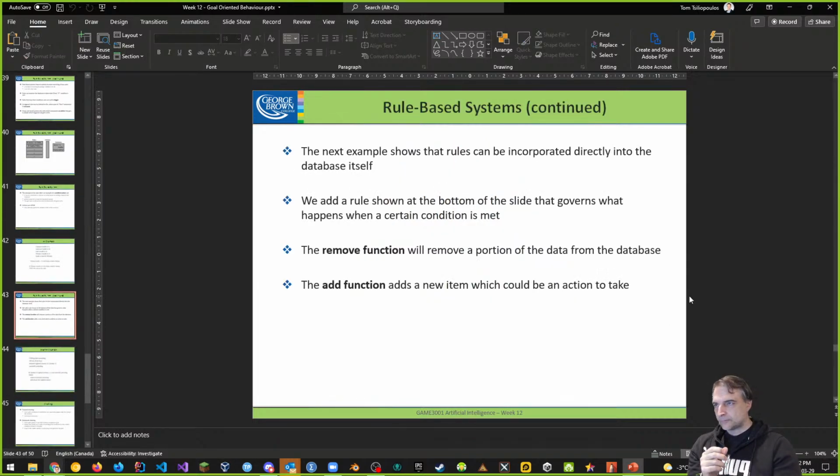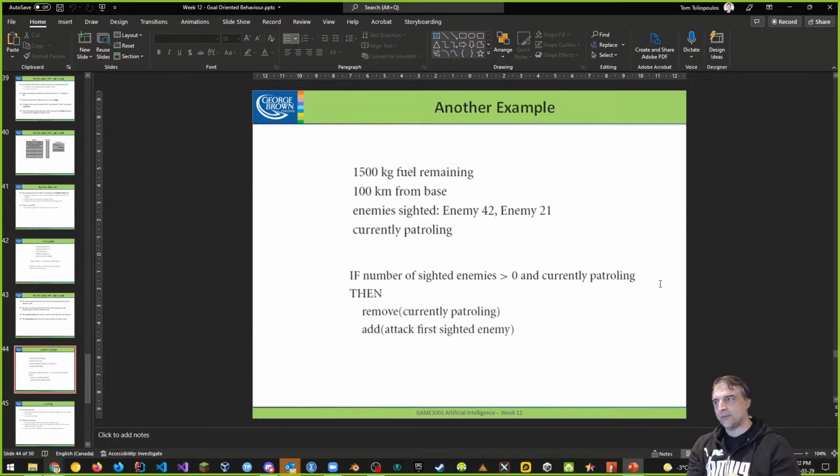So again, the next example shows that the rules can be incorporated directly into the database itself. And then we add a rule, shown at the bottom of the slide, that governs what happens when a certain condition is met. So there's two functions: the remove function and an add function. The remove function will remove a portion of the data from the database, and the add function adds a new item, which could be an action to take. So this is interesting, where the database can change based on what happens with your conditions.